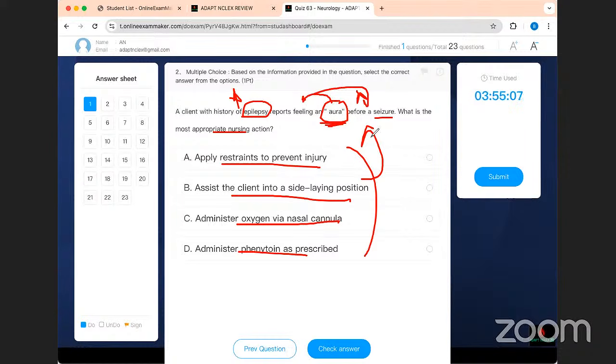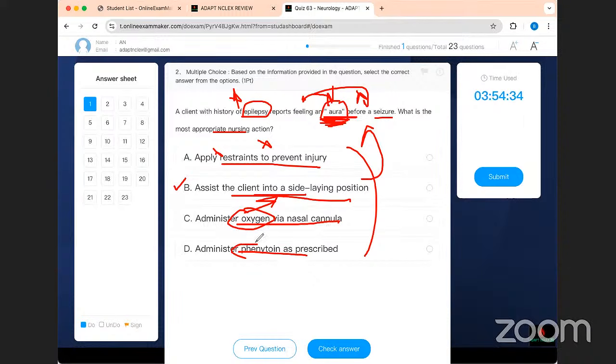Therefore, provide safety preventive measures after they develop their aura, right? So restraining them is going to make things worse. You put them on their side, it's much better. They're not going to aspirate because the airway will drain, so aspiration will be prevented. Giving them oxygen is not going to help them right now, okay? It's not going to prevent the seizure. The seizure is coming. You give them oxygen after the seizure.